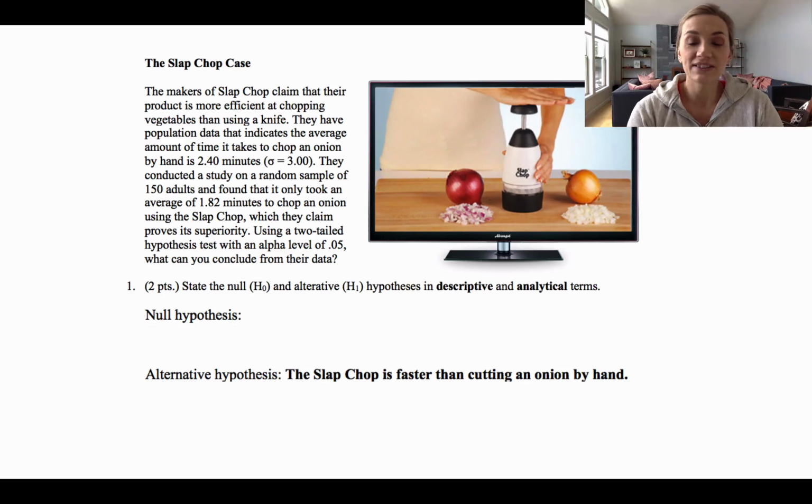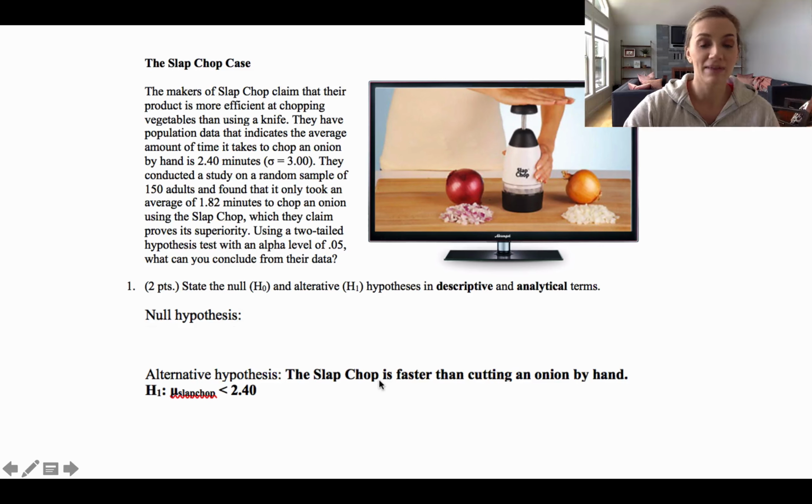Now I need to put this descriptive hypothesis into analytical format. So how does this look mathematically? It looks like this, where we've got H sub 1, which represents the alternative hypothesis or the research hypothesis, and we have the mean, that's what the mu represents, the mean of the Slap Chop being less than 2.40. Remember, 2.40 is the amount of time it takes to cut an onion by hand, and the makers of Slap Chop are saying it takes less time than that.